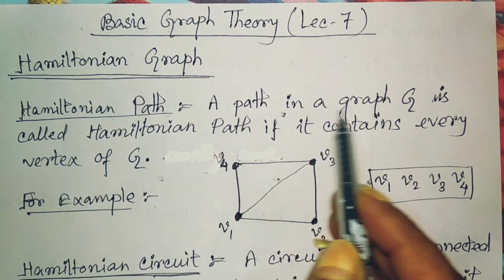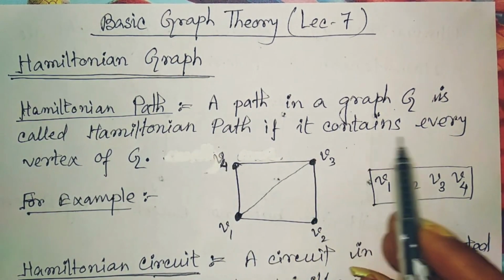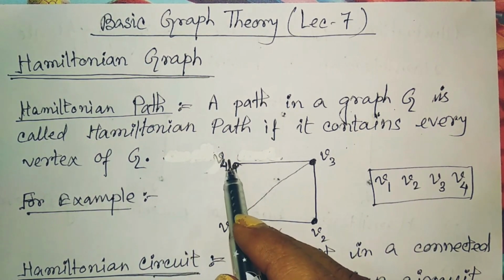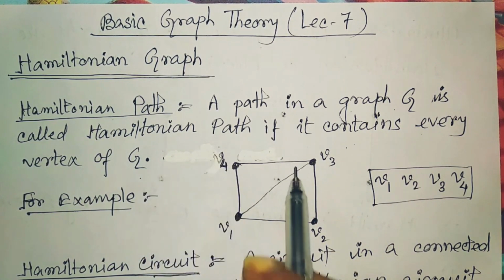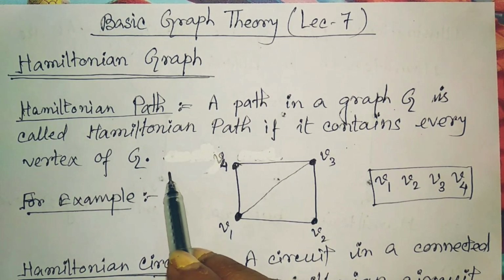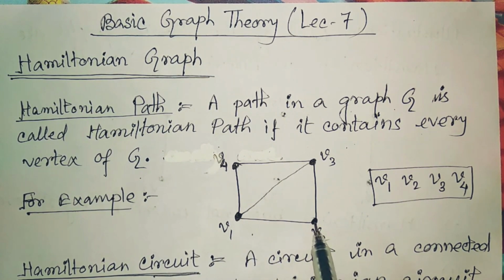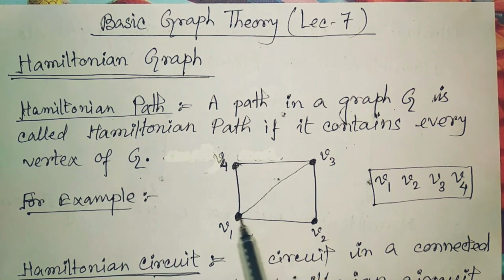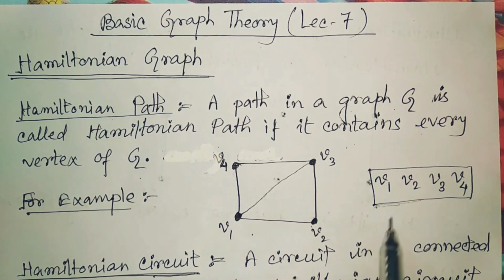So a path in a graph G is called a Hamiltonian path if it contains every vertex of G. Path means no vertex repetitions are allowed. Now, from a graph, if we can include all the vertices in this path, then it is called the Hamiltonian path. For example, if this is our graph, then if we include V1, V2, V2 to V3, V3 to V4, then this one is a path which includes all these four vertices. So this one is a Hamiltonian path.